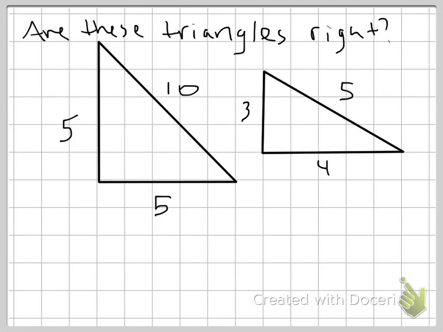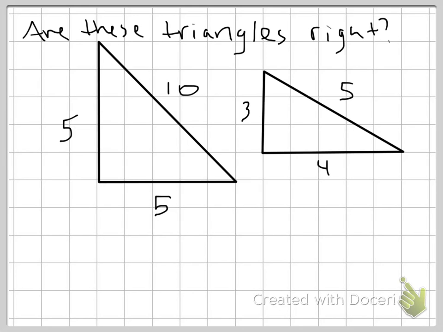There are two ways that we could use the Pythagorean theorem. One of them is to find a missing side length in a right triangle, but we have to know that that triangle is right. The other way that we can use the Pythagorean theorem is if we know all three side lengths of a triangle and we want to determine whether that triangle is right.